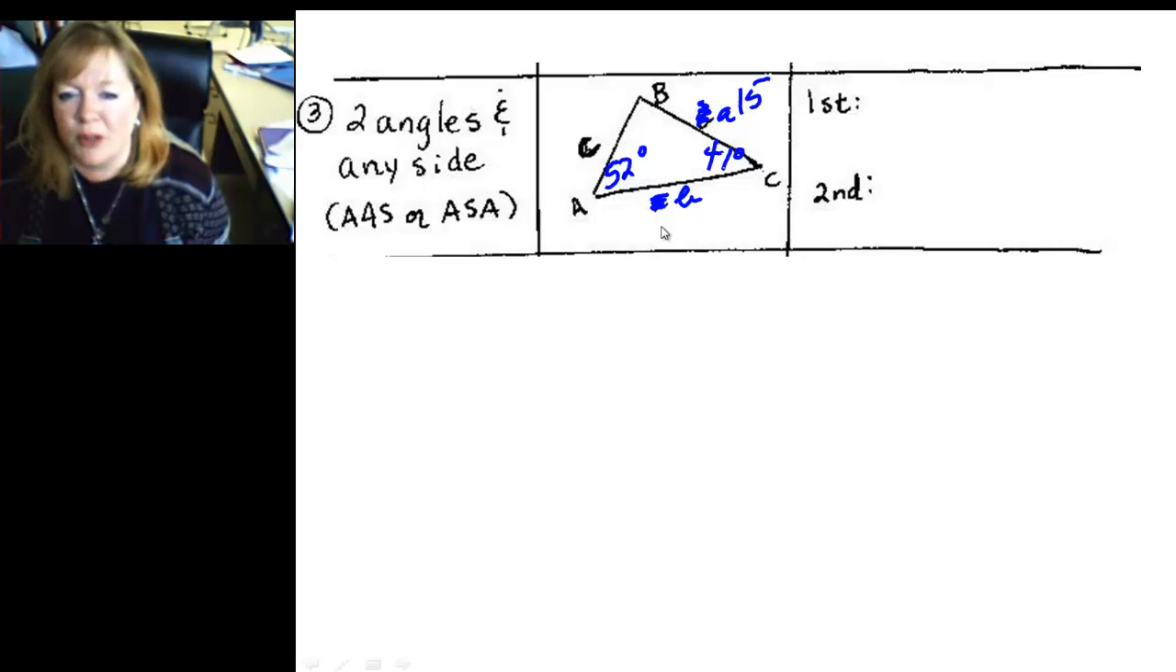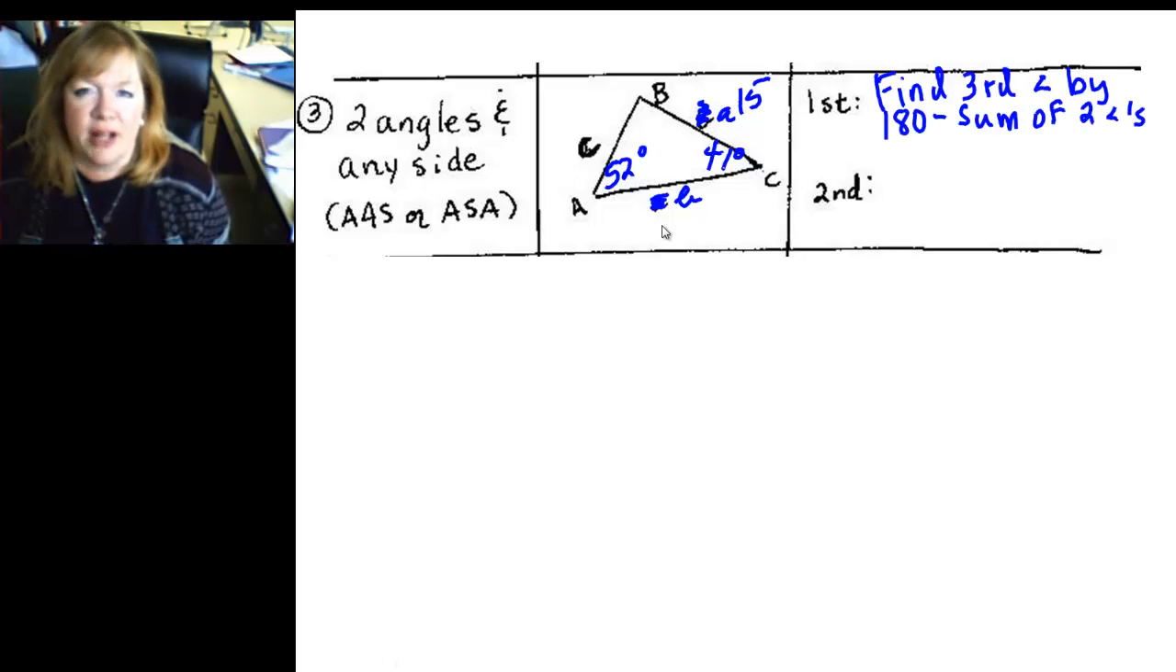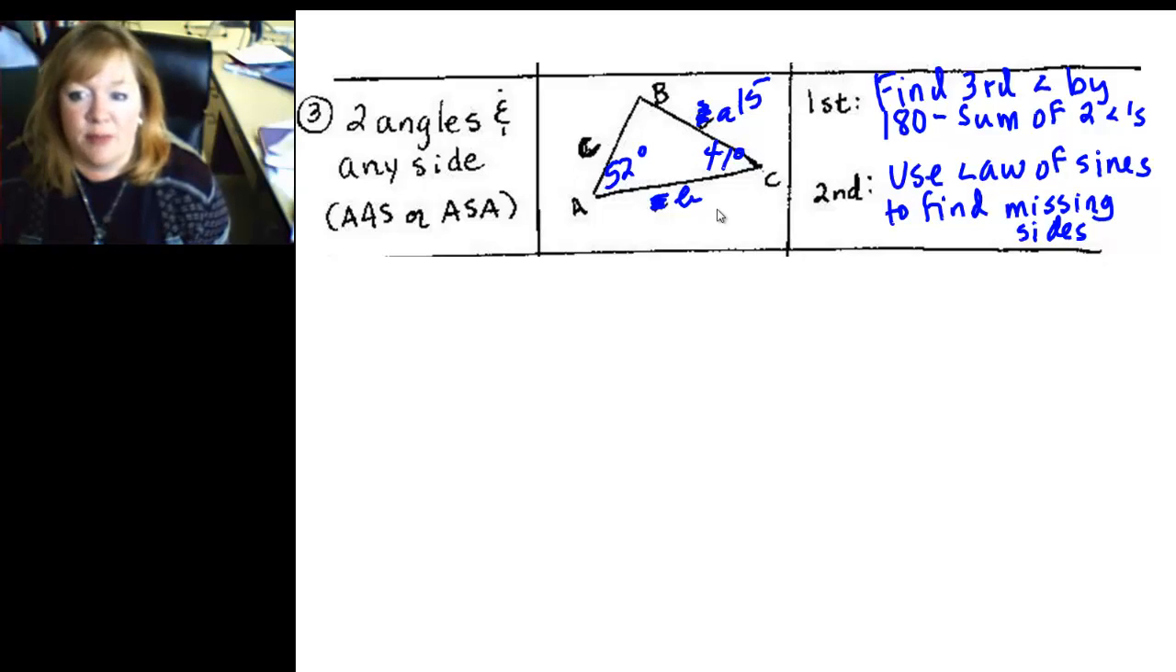This one's pretty easy because first thing, I'd find the third angle by subtracting the sum of the 52 and the 41, these two angles, from 180. And then I just use the law of sines to find the missing side. Okay, missing sides. You'd have two laws of sines and you'd solve it.